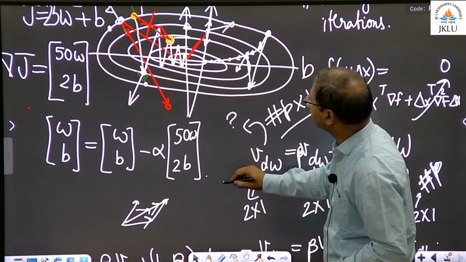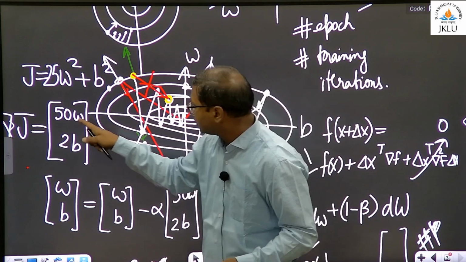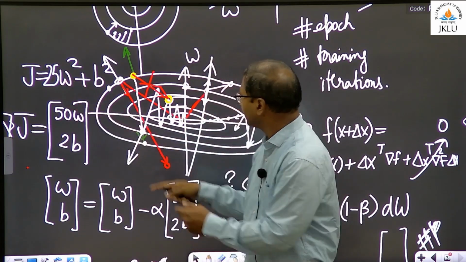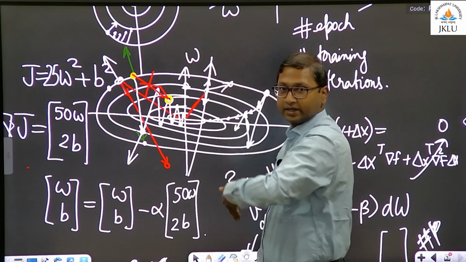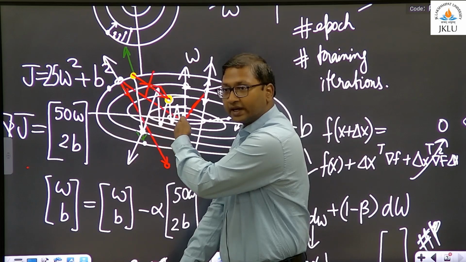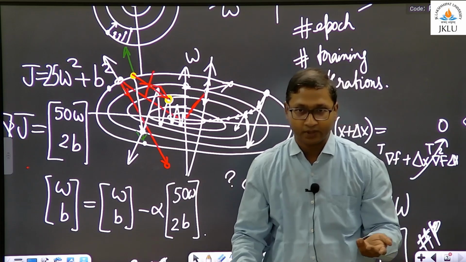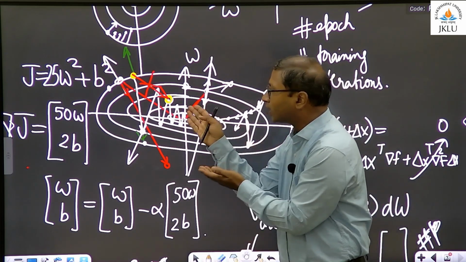In direction W, where the coefficient is high, I do a lot of zigzag. Where the coefficient of B is small, I take smaller steps in that direction. Okay, so we don't want this kind of zigzag.